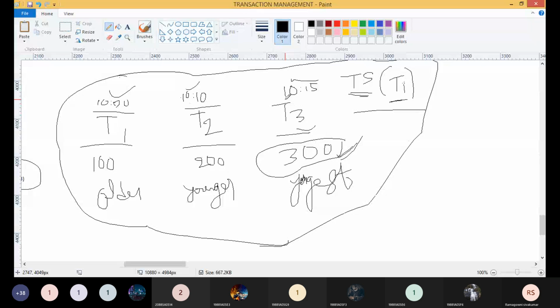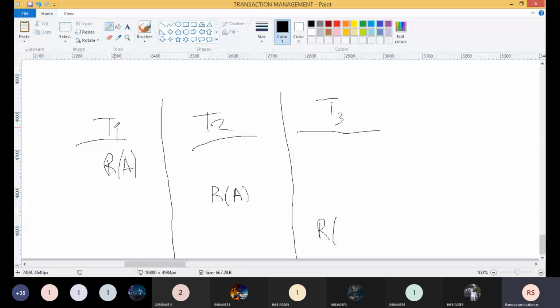So, your write operation on timestamp. See, we are performing a read operation for transaction T1. This is the first one, older. This is younger. The latest one is T3. Here the values are 10, 20, and 30.